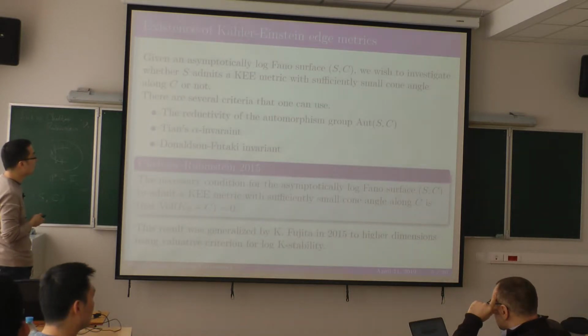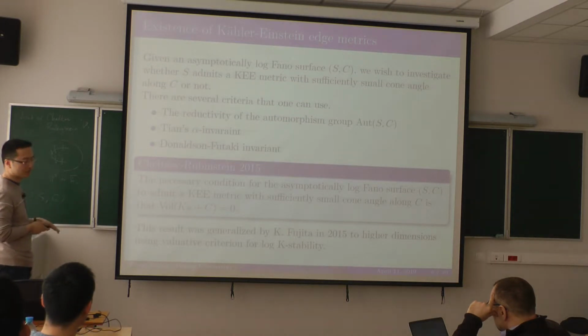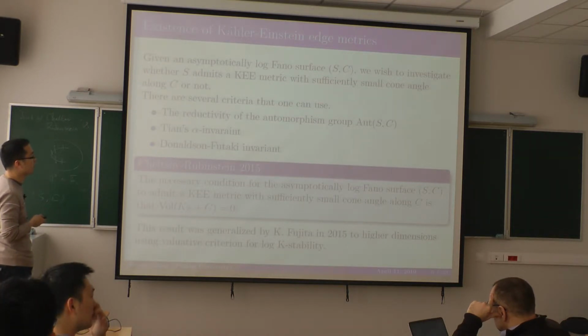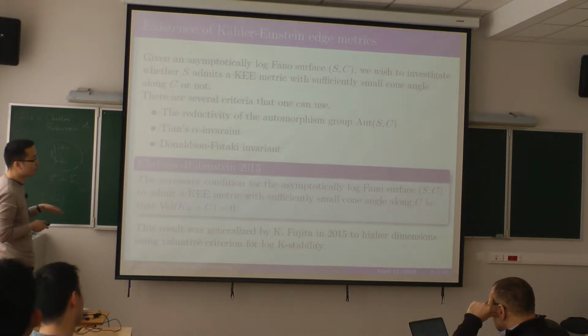And if we use some more advanced techniques, we can consider deformation to the normal cone, something like that. We can try to construct certain test configurations for the pair, and then compute the Donaldson-Futaki invariant, and use this to further exclude several cases, basically.